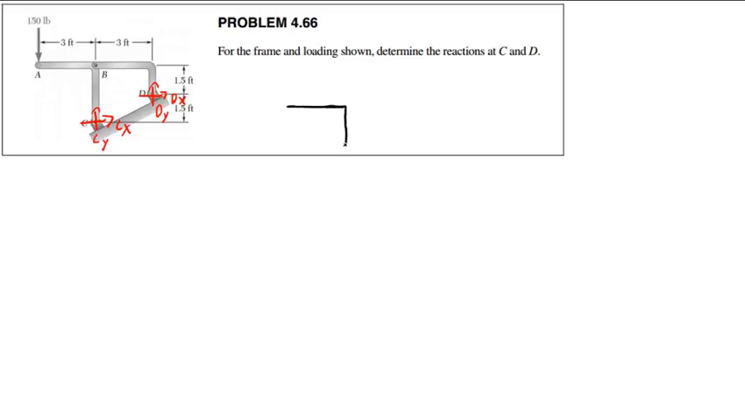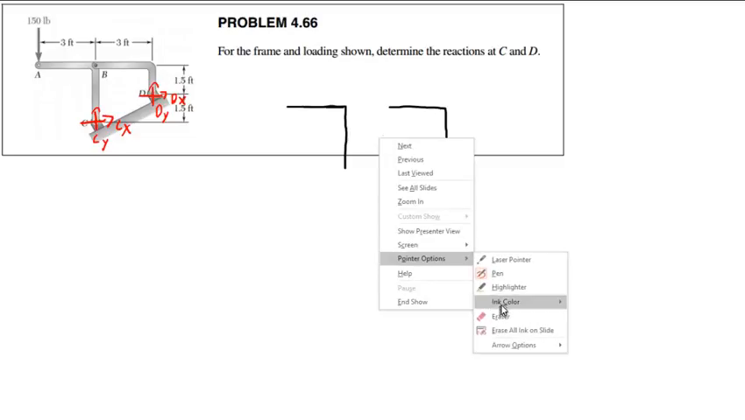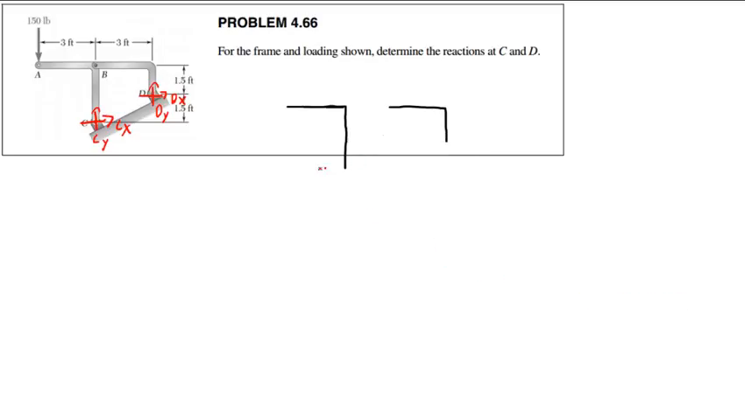So I'm going to have these two objects here, like this. And I'm going to have all my reactions here: CY, CX, DX, DY. Then here's where it gets fun.